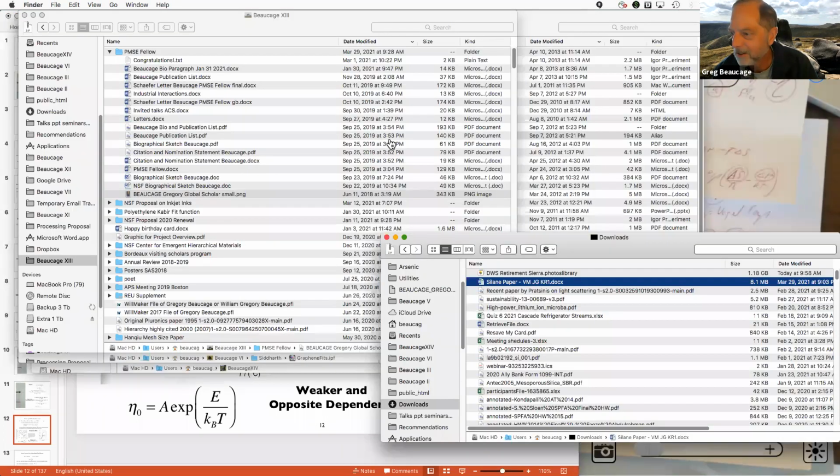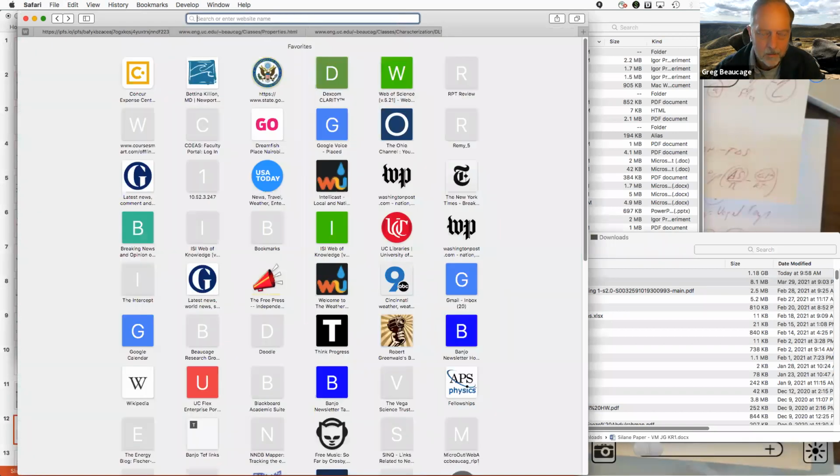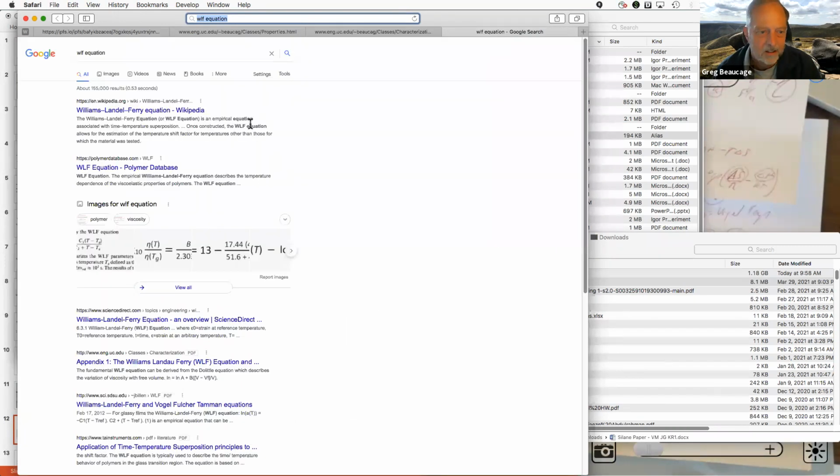Oops, that's the wrong place. It's definitely on the web page somewhere. But so there's 3 WLF parameters, and they can be back to this. Let's see.